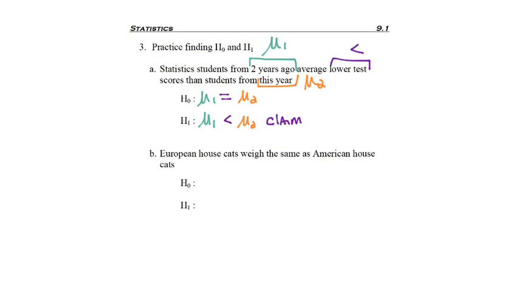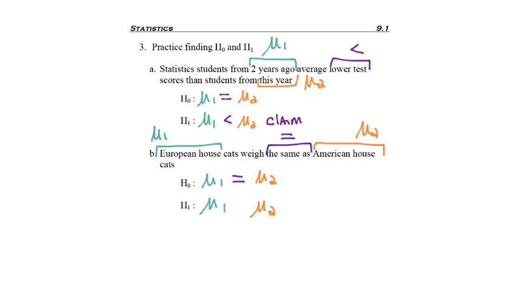But anyways, the European house cats are mentioned first, so that's our first population. They're being compared to American house cats, so that's our second population. And in H0 and H1, the first population is compared to the second population. There's only one choice for H0, which is equality. And going back to the question, it reads, European house cats weigh the same as. The same as is equal. That means equal is our claim, therefore H0 is our claim.